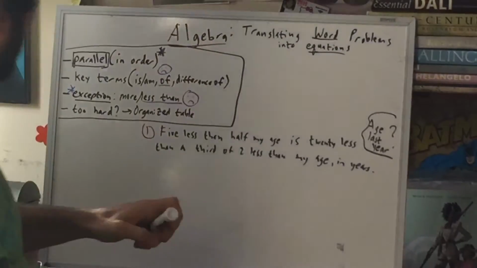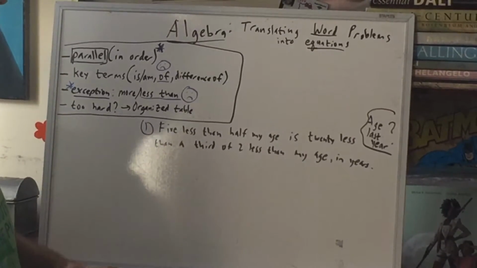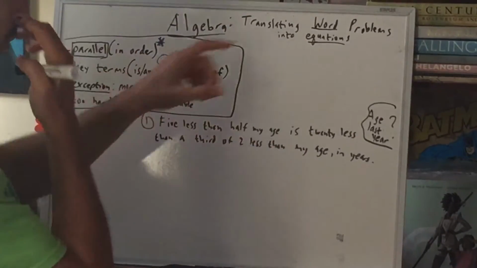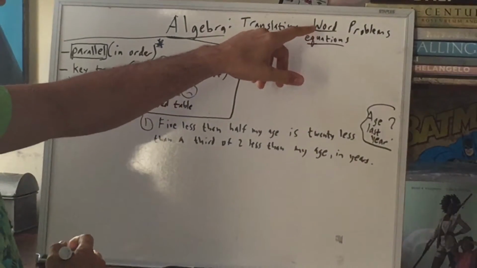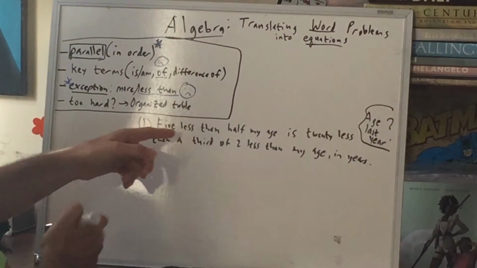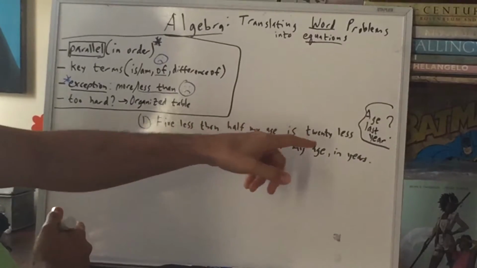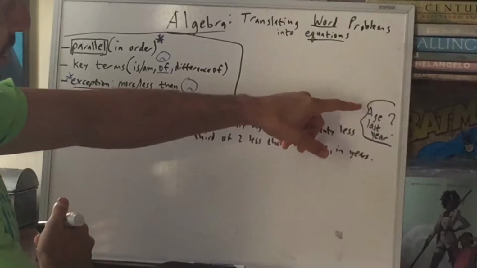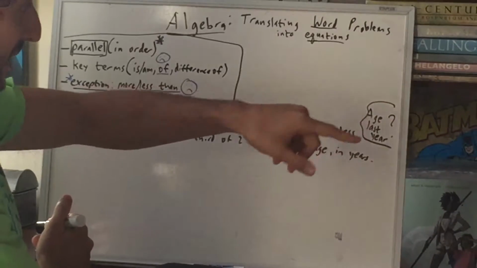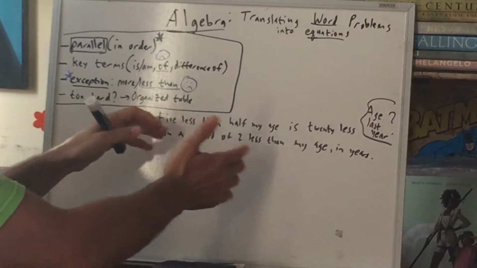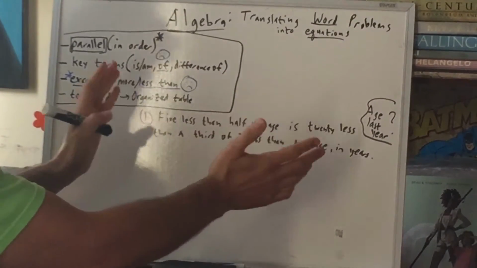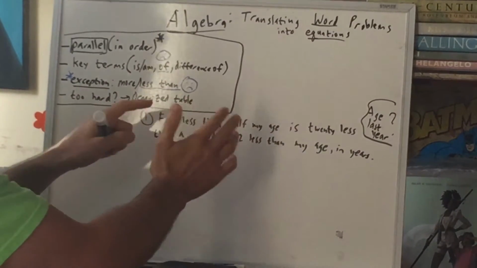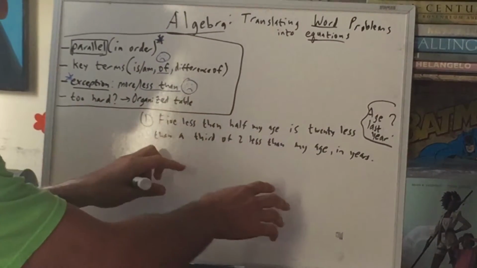So the first tip is, when you encounter an English question in words, such as, let's say, this one: 5 less than half my age is 20 less than a third of 2 less than my age in years. And the question is, what was my age last year? So now, solving this in our heads seems kind of difficult. So what we're going to try to do is translate this into an equation.